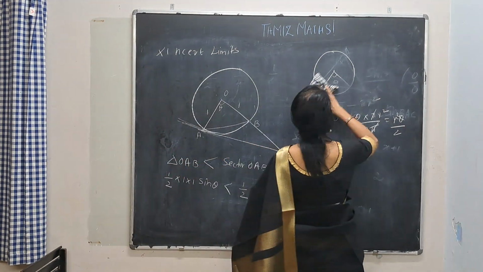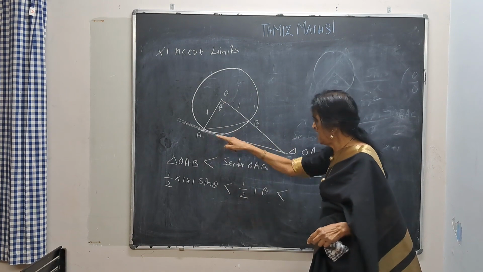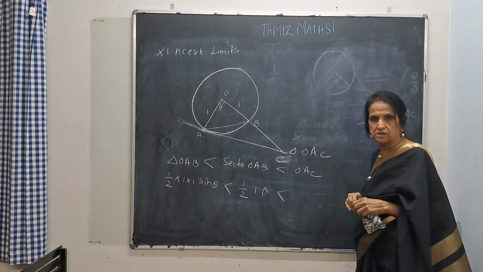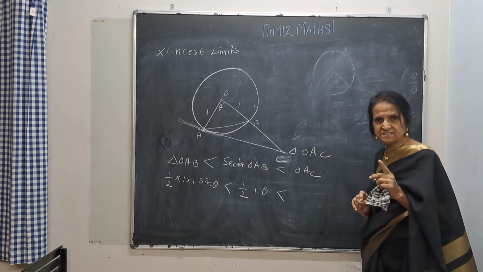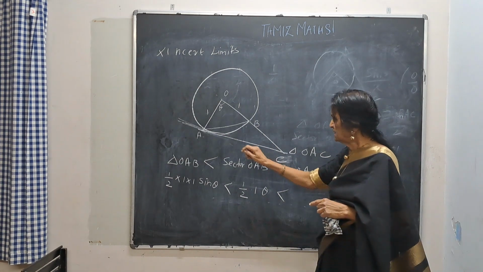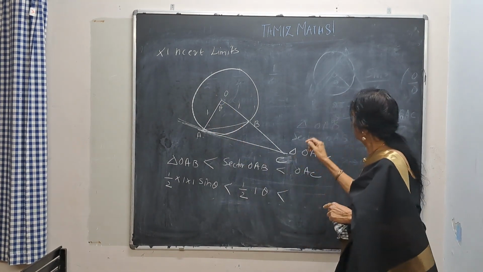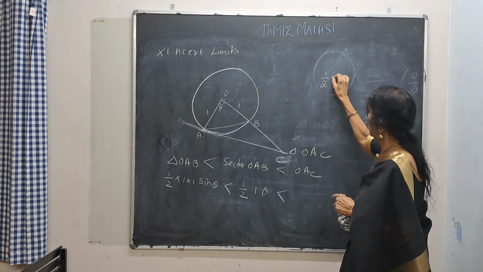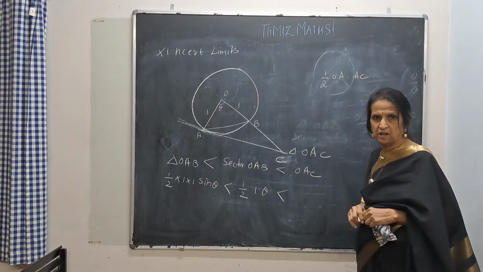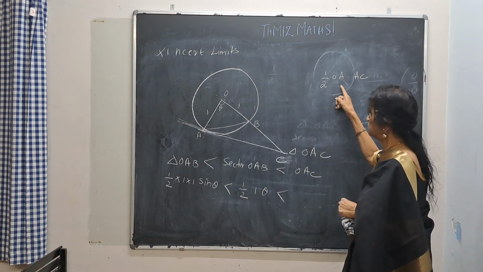Now come here. Triangle OAC. Triangle OAC is a right angle triangle. Therefore, this angle will be 90. So area is half OA into AC. Half product of the two arms which contains a right angle. OA is 1.